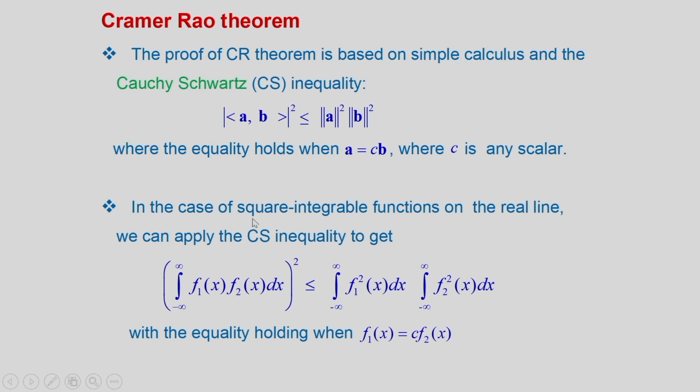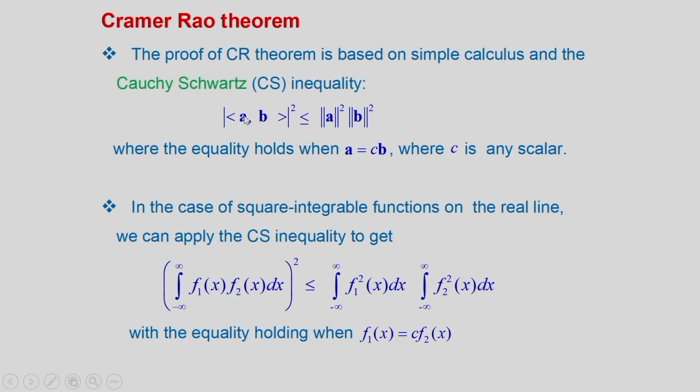In the case of square integrable functions on the real line, we can apply this Cauchy-Schwarz inequality to get this relationship: the integration from minus infinity to infinity of f1(x) times f2(x) dx, whole squared, must be less than or equal to the integration from minus infinity to infinity of f1 squared(x) dx times the integration from minus infinity to infinity of f2 squared(x) dx. So, this is the Cauchy-Schwarz inequality in terms of two functions.